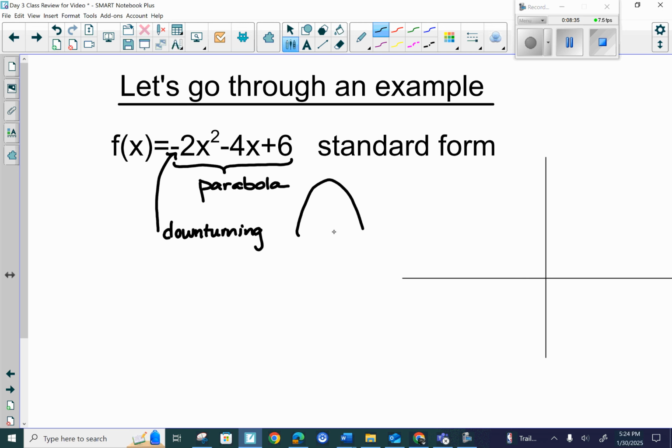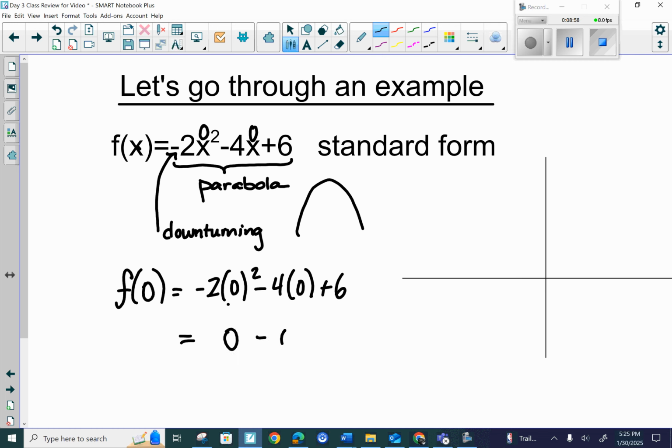In addition to that, we also know one real easy point to calculate is if I stick 0 in for x. Remember the input is x, so I put 0 there and I put 0 in there. -2 times 0 squared minus 4 times 0 plus 6. It should be pretty clear. This is going to be 0, that's going to be 0, and I get 6. So 0 is my input, 6 is my output. That's my x, there's my y.